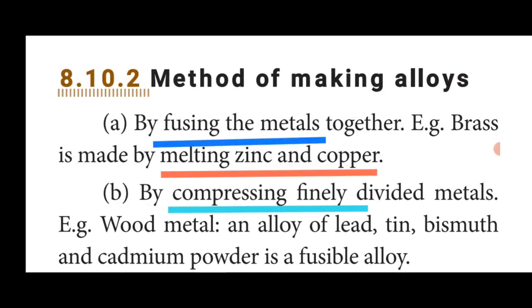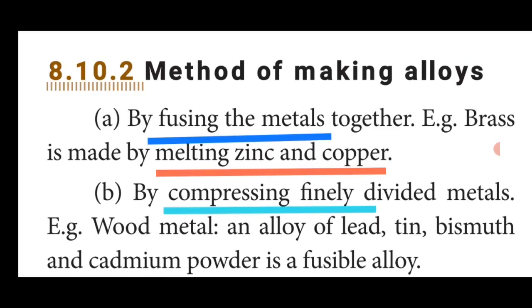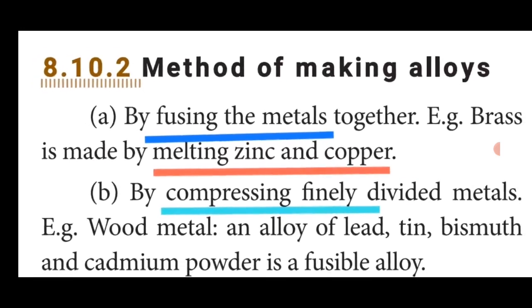Let's see the methods of making alloys. Two methods are used to make alloys. The first one is fusing the metals together. Two metals are fused to combine and form an alloy. For example, brass is made by melting zinc and copper. What are the two elements? Zinc and copper. The zinc and copper melt together to form an alloy named brass.